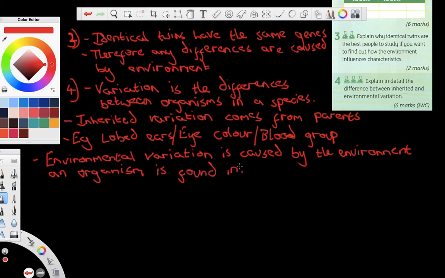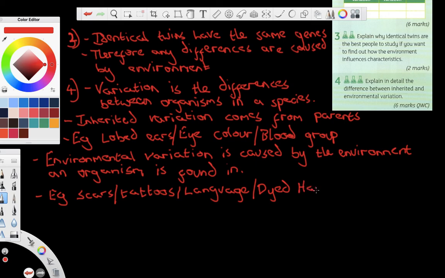Okay. Now again, for your fifth mark, you need to give some examples. You could have said scars, tattoos. You could have said language. You could have said dyed hair. Remember, if you're dyeing your hair, that is an example of environmental variation.